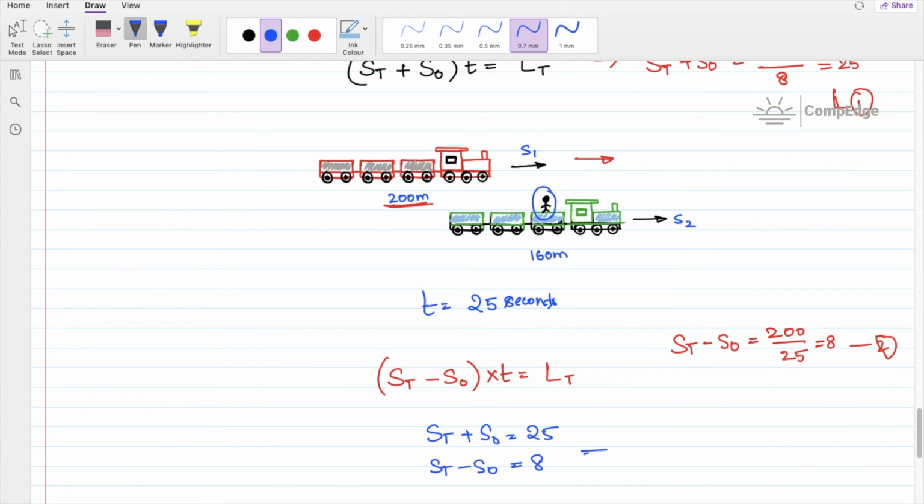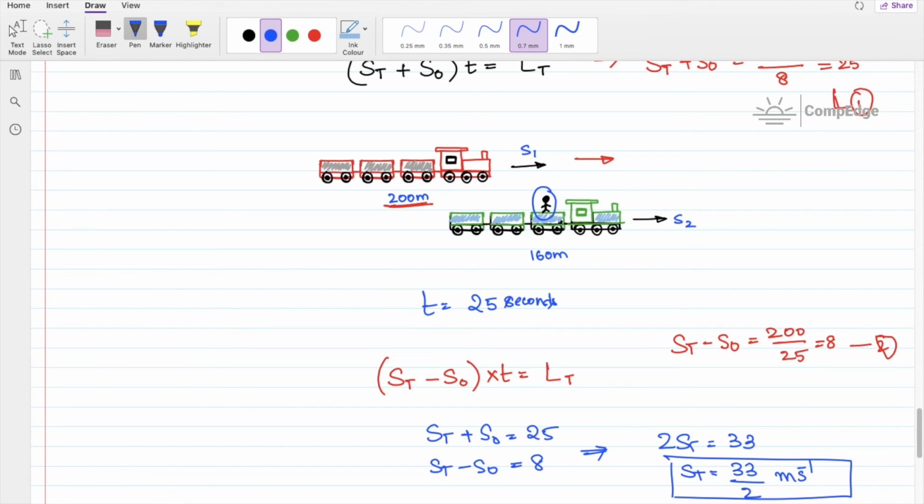When we add these equations up, we can clearly write that 2st will be 33 and st will be 33 by 2 meter per second. So this will be the answer. The speed of the train is nothing but 33 by 2 meter per second. That will be the answer for this question.